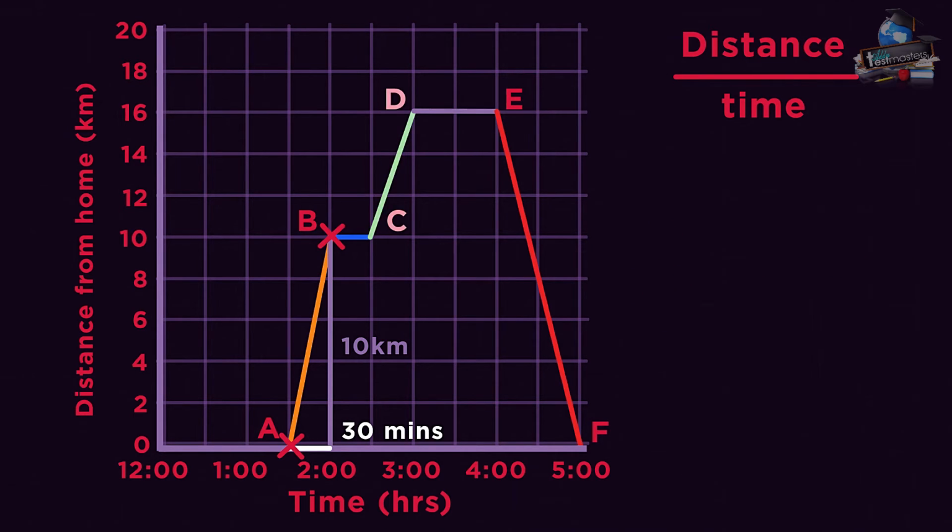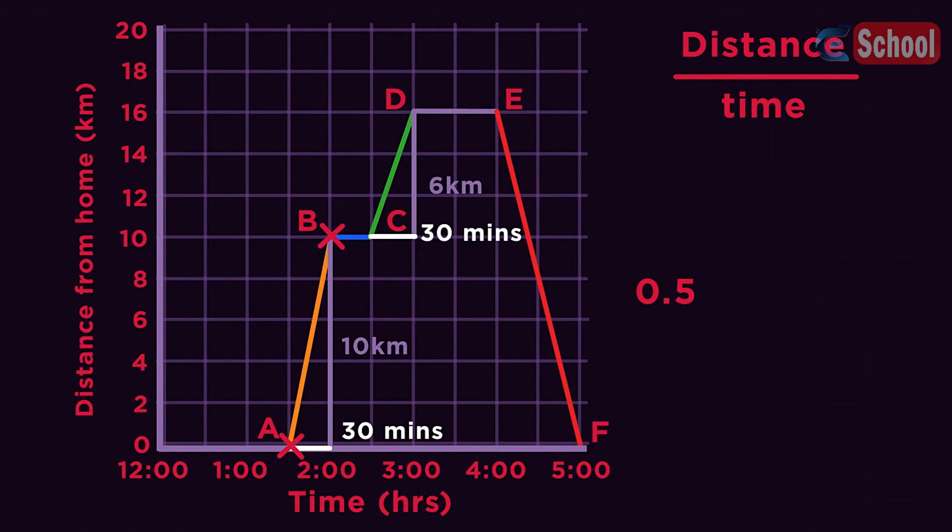Try finding the speed between C and D. The change in distance is 6 kilometers, with a time of 30 minutes or 0.5 hours. 6 divided by 0.5 equals 12 kilometers per hour, so slower than part AB.